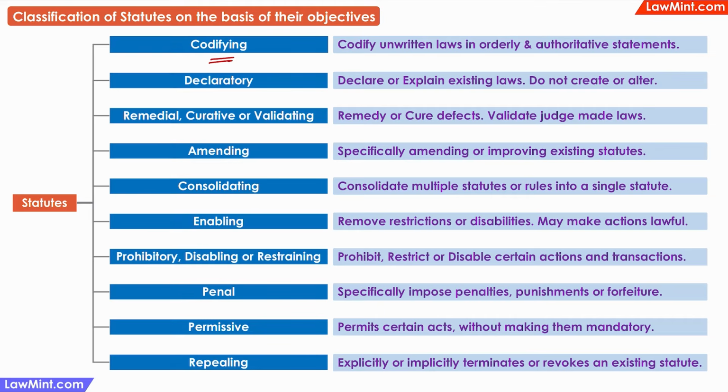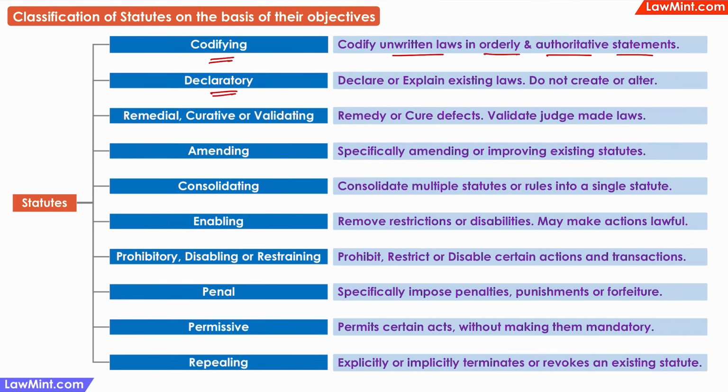Codifying statutes codify unwritten laws in orderly and authoritative statements. For example, there were several customs and traditions that were historically being followed by various communities and groups of businessmen. If anyone broke such customs, then that person would be punished by banning him or her from trading with anyone else in that group. Now, the Contract Act codified many such customs and traditions into an orderly and authoritative document.